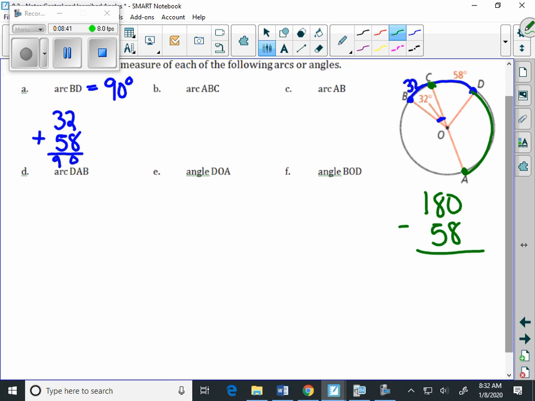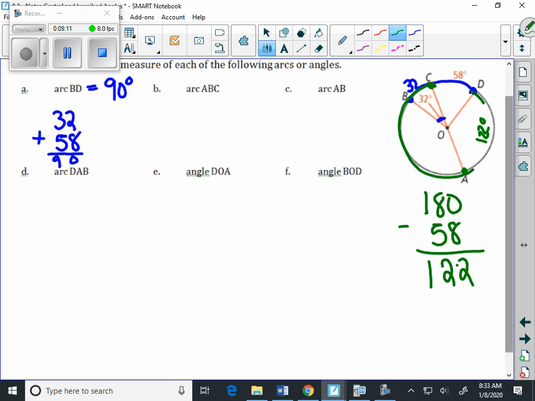10 minus 8 is 2, and 7 minus 5 is 2. So this is 122. I don't know if I can write it in or not. Not so you can see it. Try one more time. 122. Again, what we're trying to find is A, B, C. And I went the wrong direction, but eventually we're going to need to know the 122.